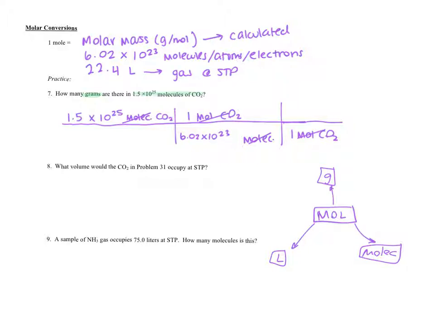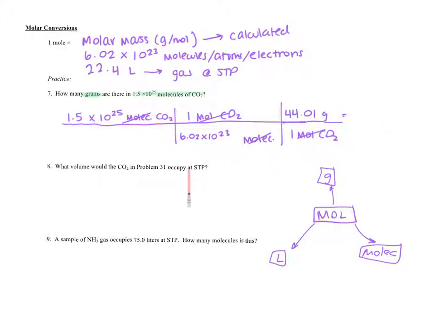But the molar mass of CO2 is 44.01 grams. Then you're going to do the math here. There's a couple ways you can do it. You can multiply everything on the top. So I can do 1.5 times 10 to the 25th times 1 times 44.01. And then 6.02 times 10 to the 23rd times 1.